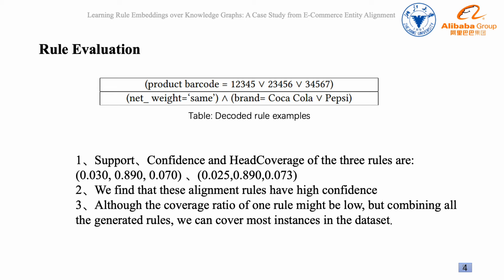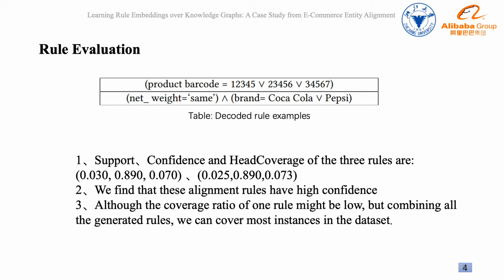In our model, each learned rule embedding could generate one symbolic rule. Here we give two decoded rule cases. The first one means that if two items have the same product barcode with the value listed here, then they are the same items, which quite makes sense. And the second one means that if two items' brands are the same with value Coca-Cola or Pepsi, and they have the same weight property value, then they are the same items, which seems to make sense.